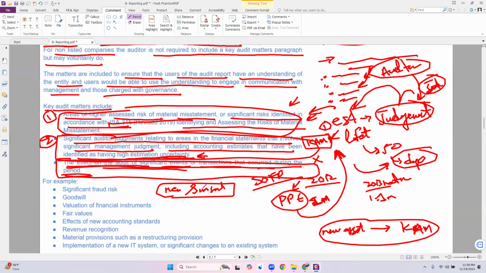In every single attempt, I tell the students the same thing. Always remember these two things. If you identify anything that is new and unusual at the same time, always include it within CAM. Got it? New and unusual, always included. Anything that is new and it is unusual is always included within CAM. Okay? Cool. Now, for the exam, also remember this.